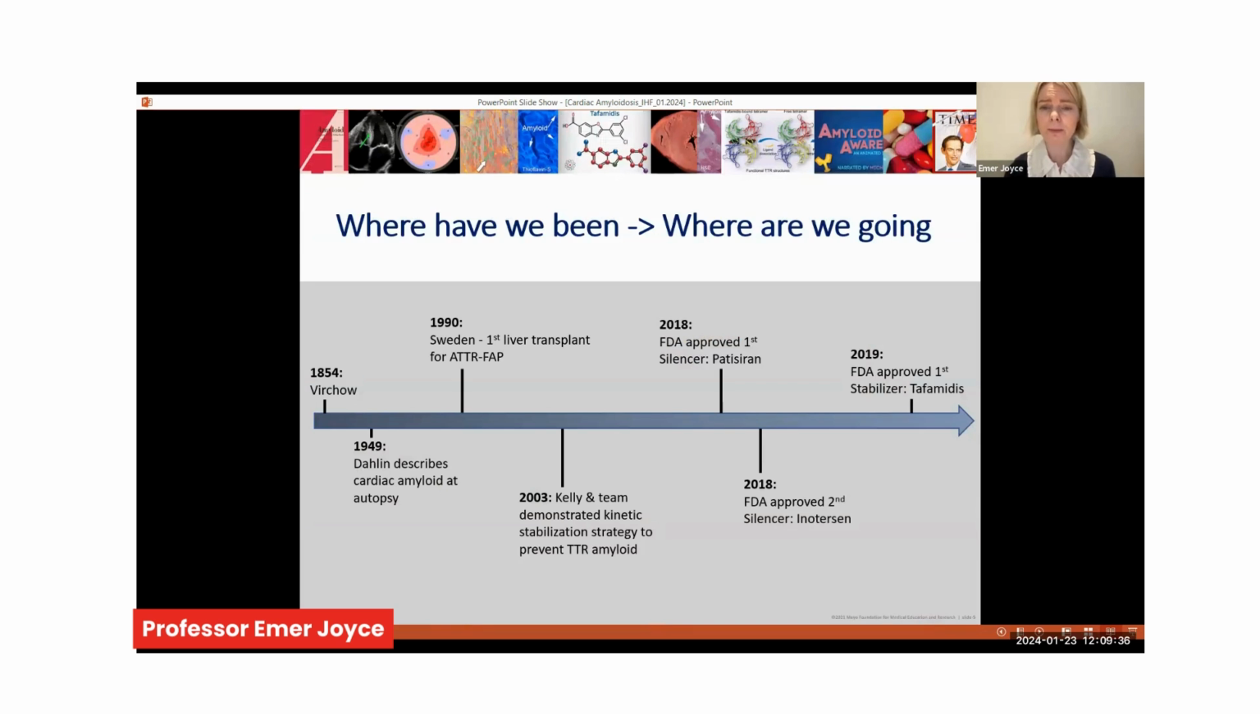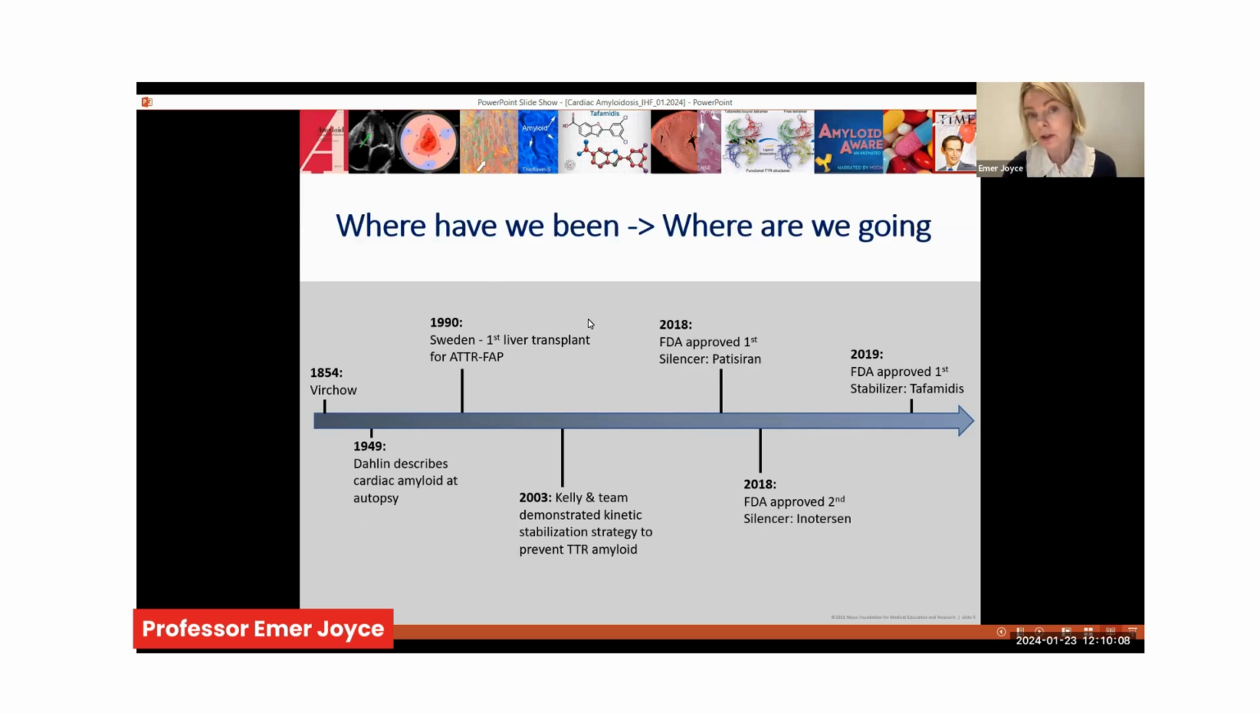So I just wanted to place things in context of where we've been with cardiac amyloidosis, and where we are going. And it's really, really exciting. There's a lot of things that have happened in the last couple of years after almost 100 years of nothing happening. It was first described 150 years ago. In nearly 1950, they found it for the first time in an autopsy specimen, or described heart amyloid.